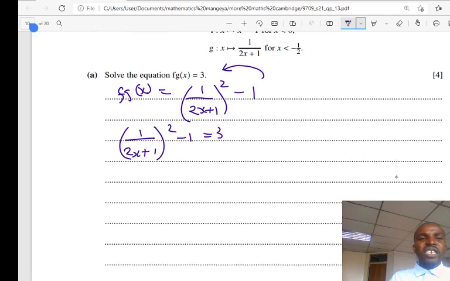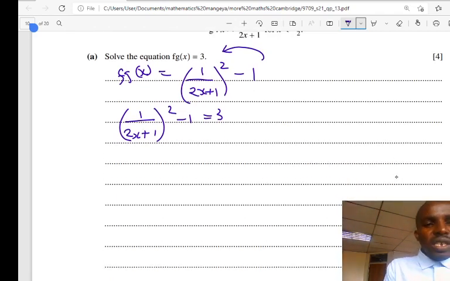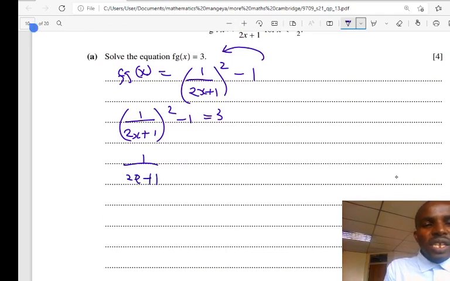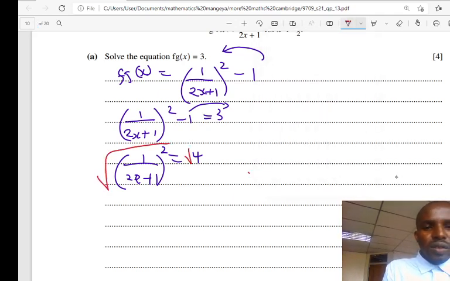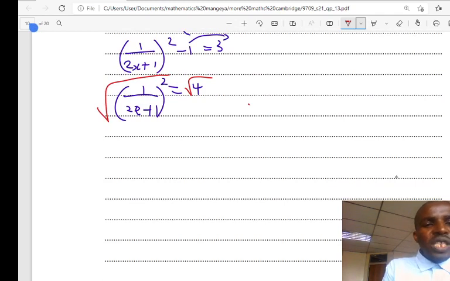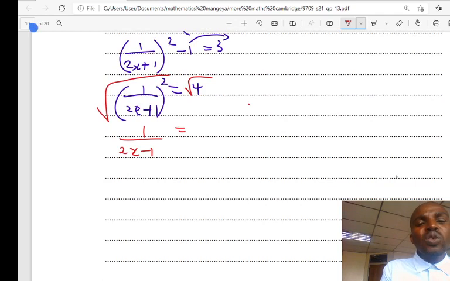Then now you have to simplify. You have to solve this equation now. This one you can say 1 over 2x plus 1. Then collect like terms, 3 plus 1 on this side. It will be 4. This one is squared actually. Then now you want to get rid of the square. What do you do? You put square root on both sides. After putting the square root, you'll be left with 1 over 2x plus 1 is equal to the square root of 4, which is plus or minus 2.